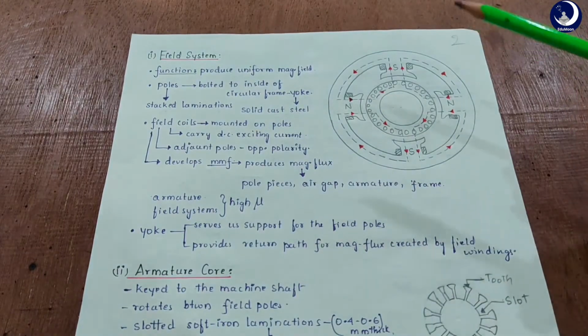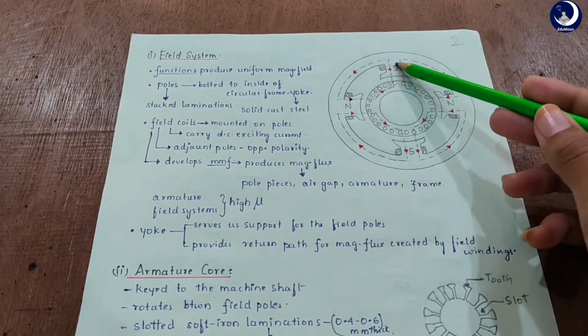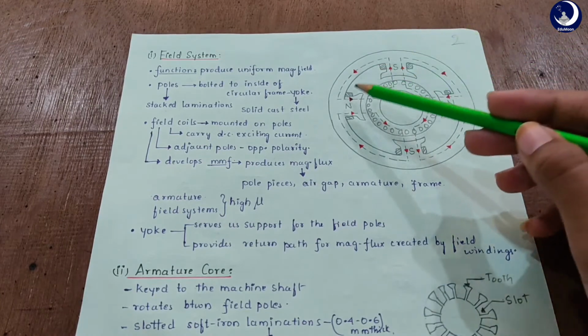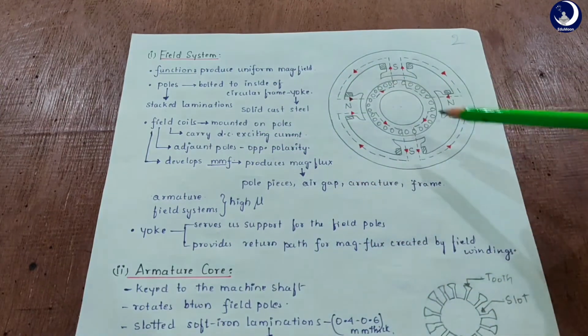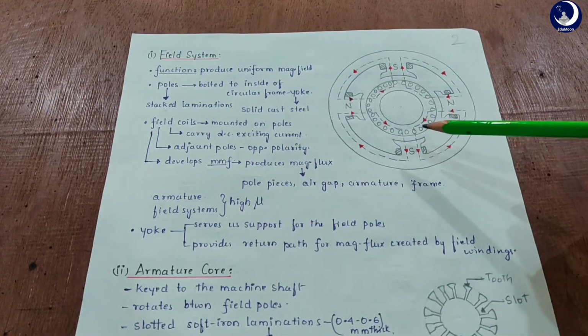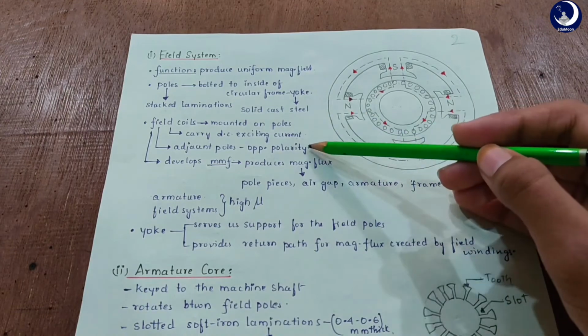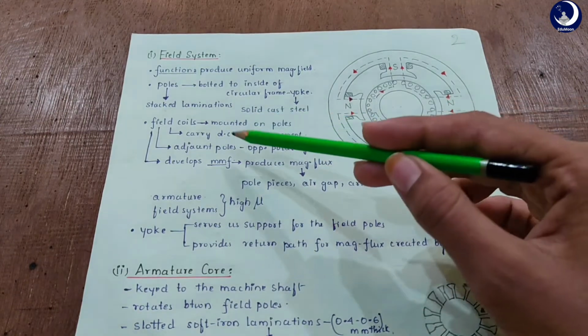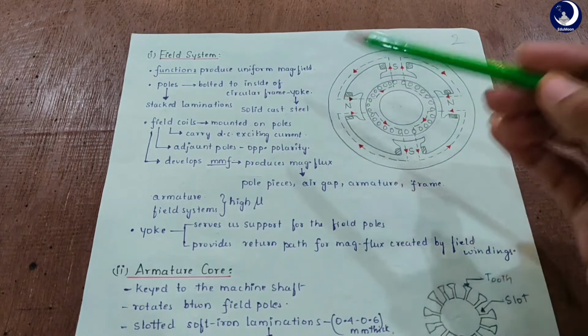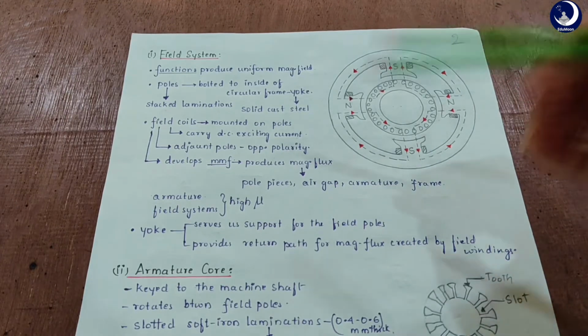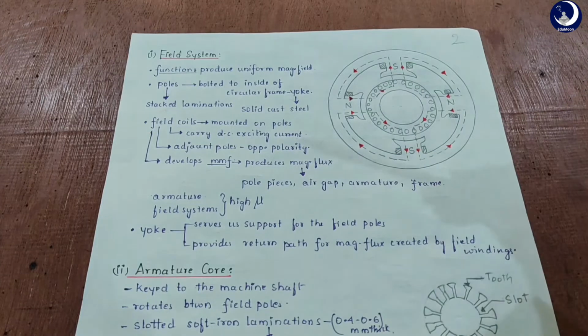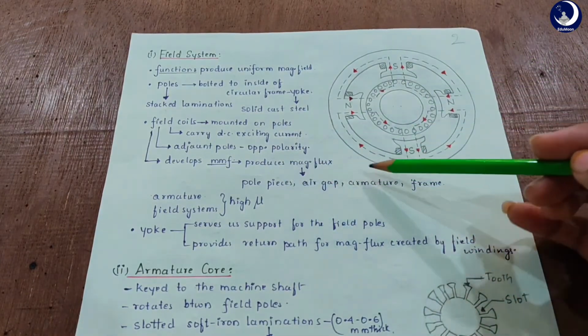And the field coils are connected in such a way that the adjacent poles have opposite polarity. See here, this is north, south, north, south, north. So the field coils carry DC exciting current and are connected so that adjacent poles have opposite polarity, and the field coils develop MMF, right? The developed MMF in the field coil produces magnetic flux in pole pieces, air gap, armature and frame.